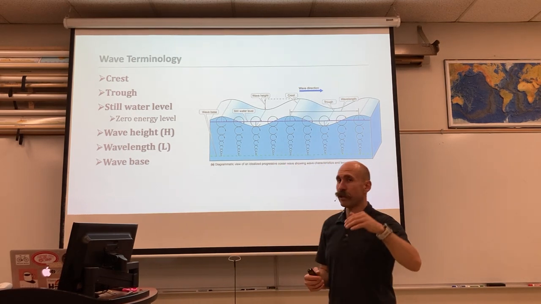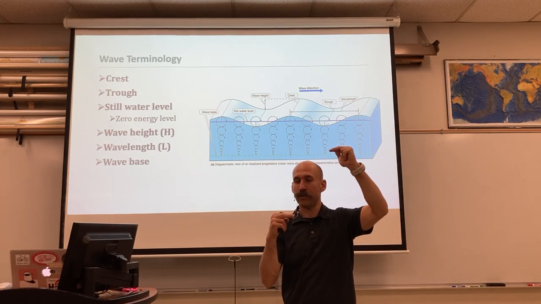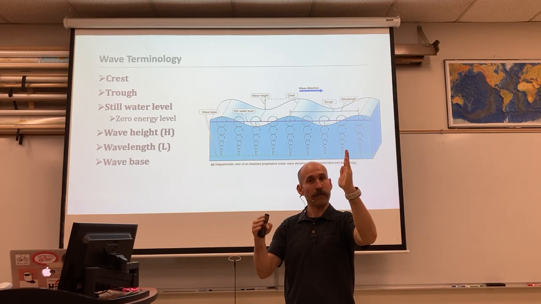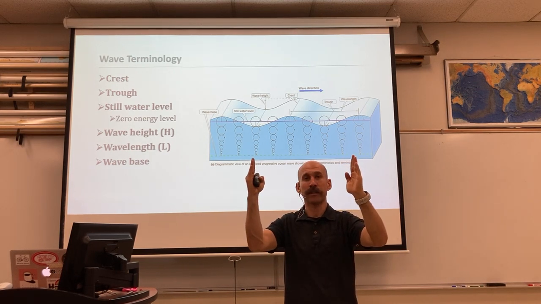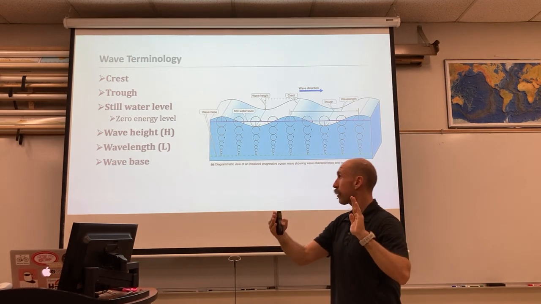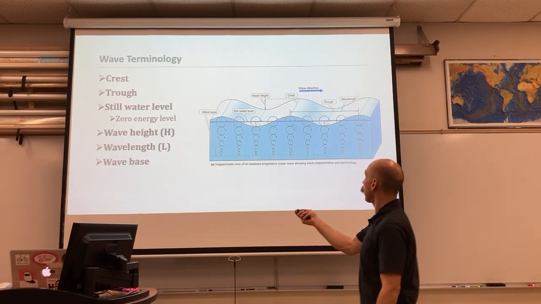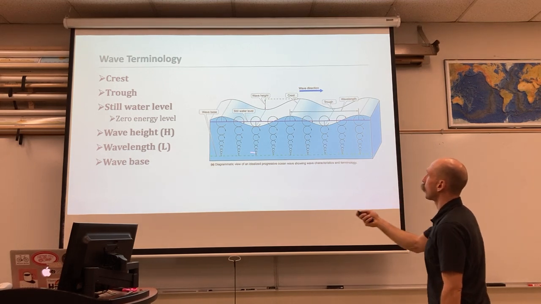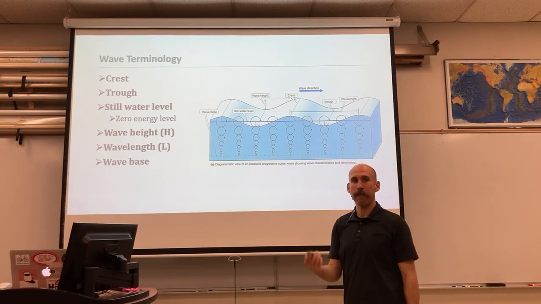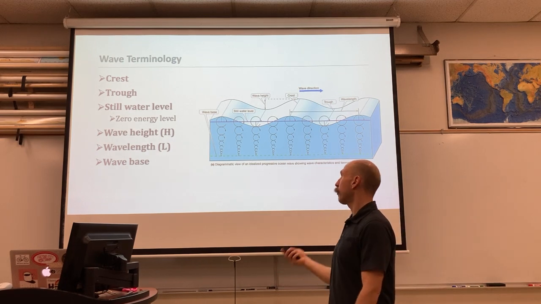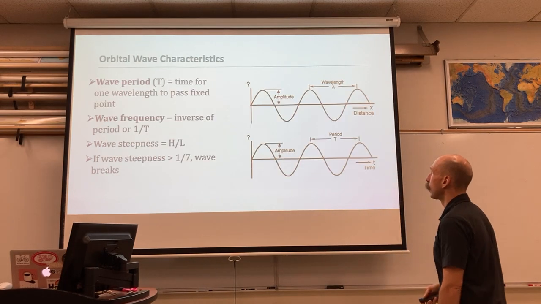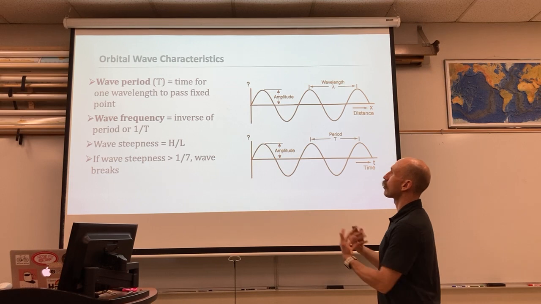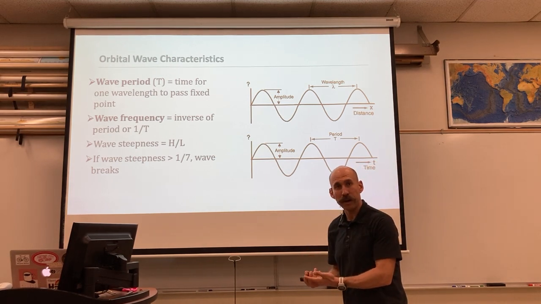The difference between the crest and the trough is the wave height. The distance between one wave crest to another wave crest is the wavelength. And then the very, very bottom of where these cyclical waves connect to is going to be the wave base. Now that we know all these different terms, we can start to understand what's going on with these waves.